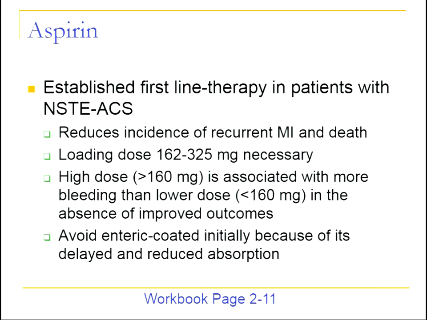Aspirin has been the mainstay of antiplatelet therapy ever since we treated acute coronary syndrome. It reduces the incidence of MI and death, and that's why it's the first therapy that we give a patient when they present with their acute coronary syndrome. We know that higher doses are associated with more bleeding without additional benefit, so we stick to the low doses for maintenance therapy. And the only thing about enteric-coated aspirin, which is fine to take on a chronic basis, but when you're wanting quick absorption of an antiplatelet agent, you want to try to avoid enteric-coated aspirin in the initial acute presentation.